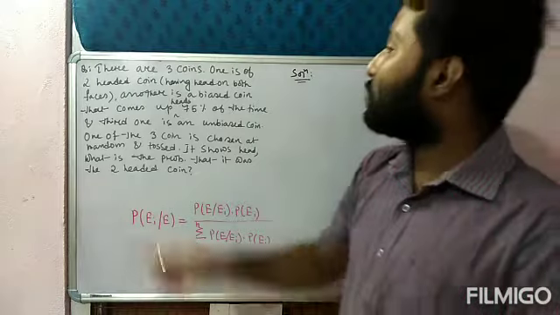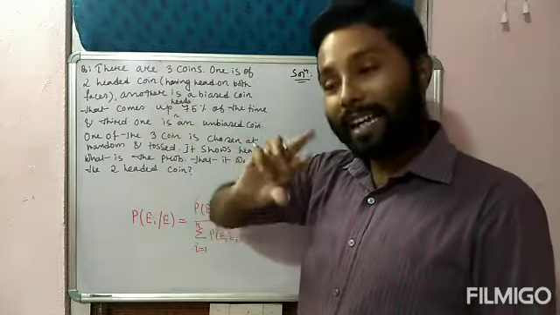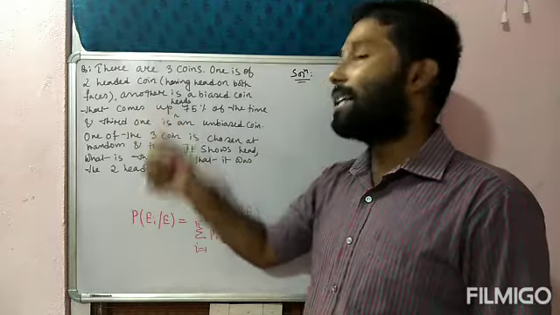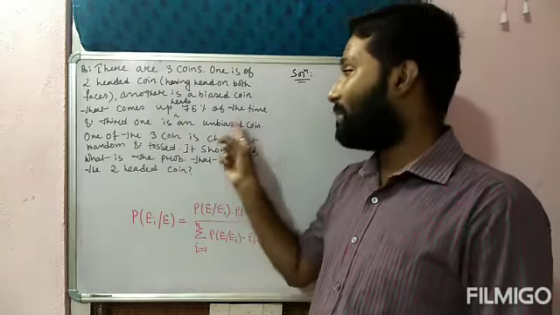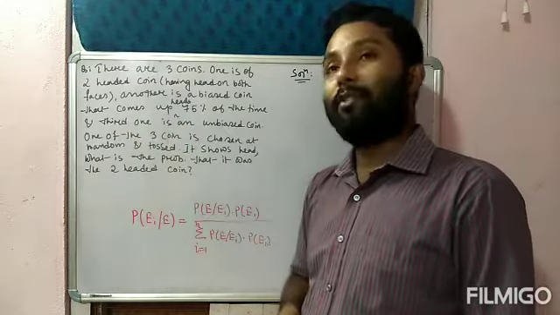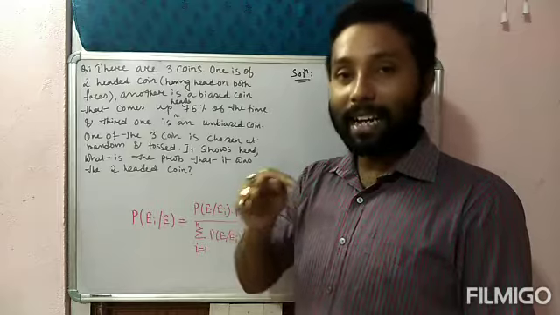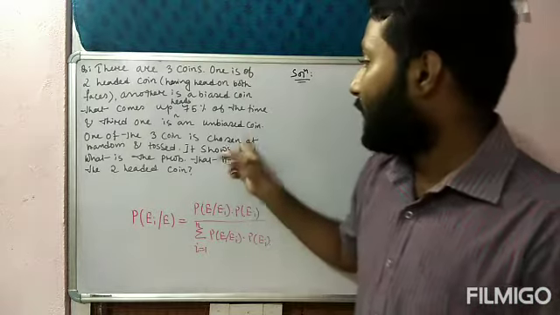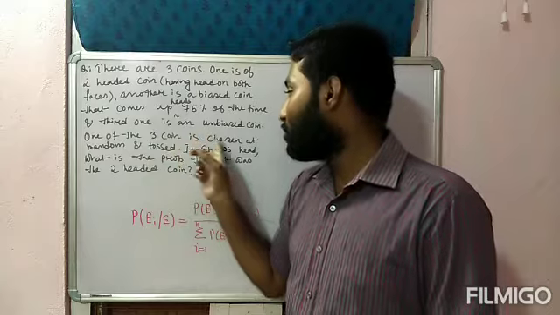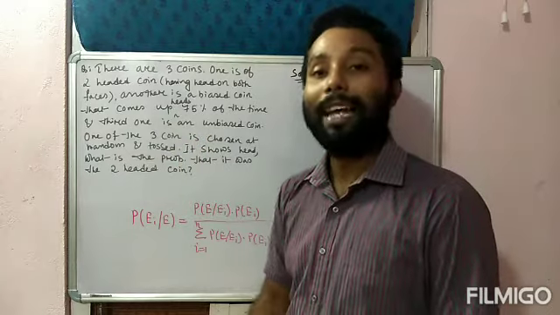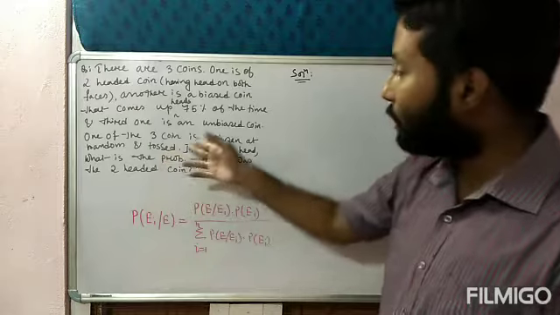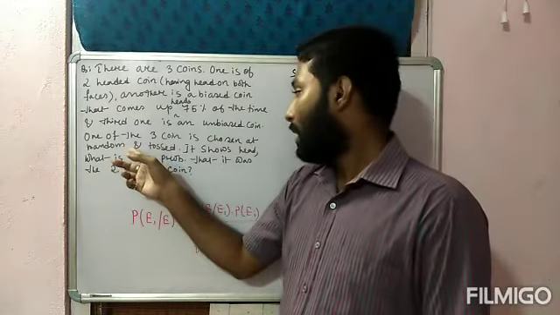First coin is a two-headed coin, that means having head on both faces. Second coin is a biased coin that comes up head 75% of the time. And the third one is an unbiased coin, that means one side head and one side tail. Unbiased means shape, perfect shape. Okay, one of the 3 coins is chosen at random. Like the previous question, one of the bags is selected at random. So here also one of the coins is chosen at random.